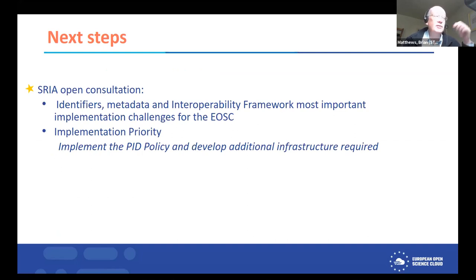So I would note that in the SARIA open consultation we just had recently, the identifiers and metadata interoperability frameworks were identified as some of the most important implementation challenges that remain for the EOSC. And when they set implementation priorities, one of the major priorities was implementing PID policy and developing additional infrastructure. So I think we can expect to see in the future governance arrangements for the EOSC and the future plans for EOSC development, PID policy taken forward and future actions on developing the PID infrastructure. So I think we're going to see quite a lot come out of this.